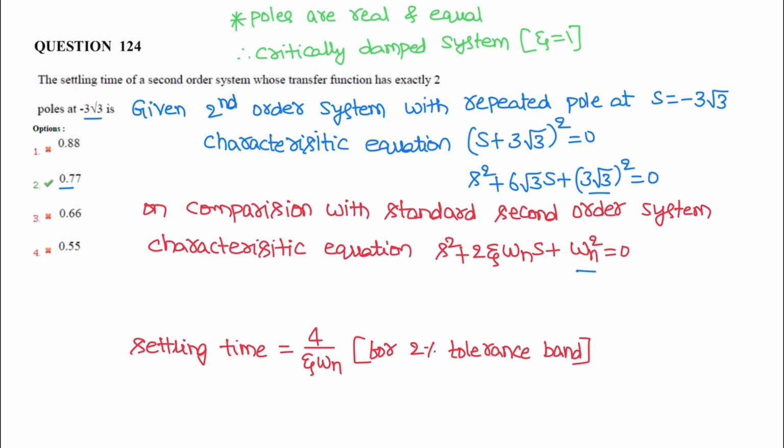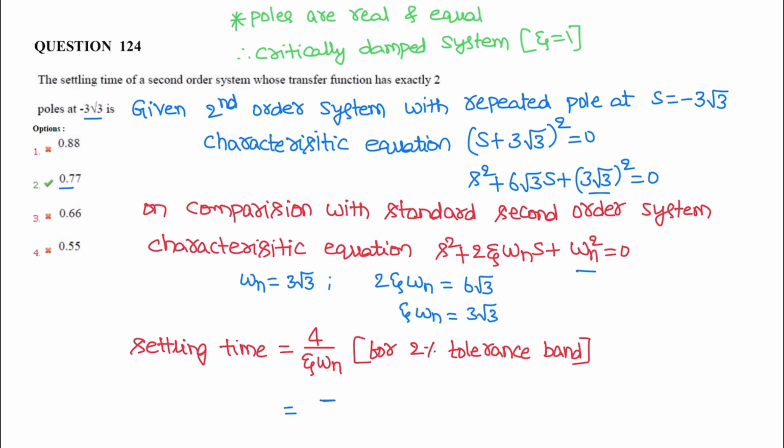Omega n is 3 root 3, and 2 zeta omega n is equal to 6 root 3, so zeta omega n is 3 root 3. So we know the poles are repeated. Poles are real and equal. Poles are repeated, so it is a critically damped system. Zeta is equal to 1.